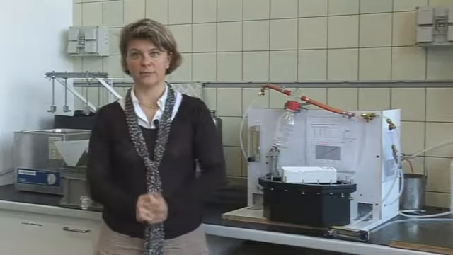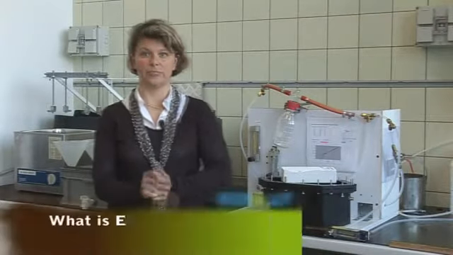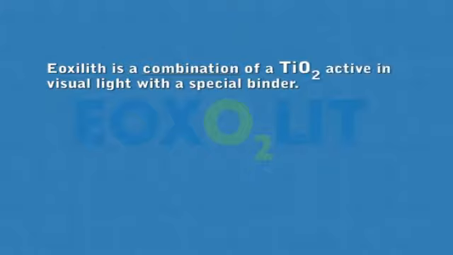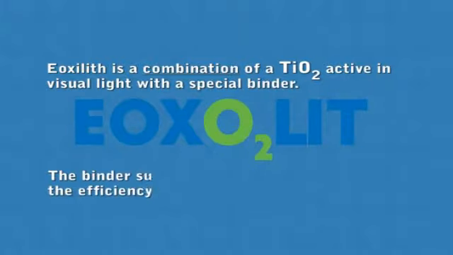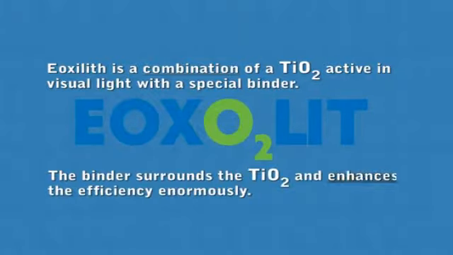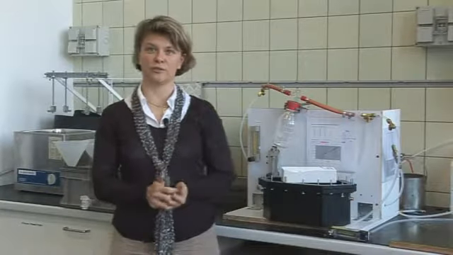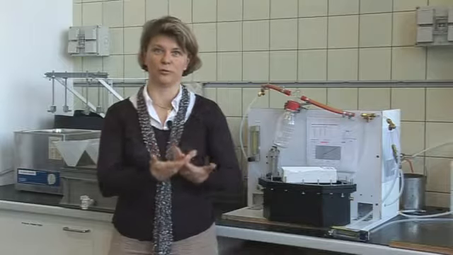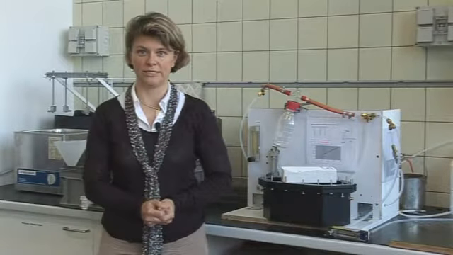So now, what is special about oxalate? Oxalate is a combination of two different types of material. So first you have the doped titanium dioxide, which will be activated by the visible light, and this is made in combination with a special binder, and this binder enhances the effect of the titanium dioxide to a large extent. So due to the presence of this binder, the efficiency of oxalate will be enormously higher than the efficiency of the normal titanium doped material.